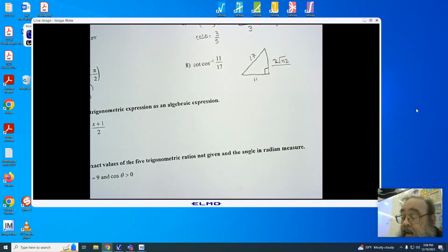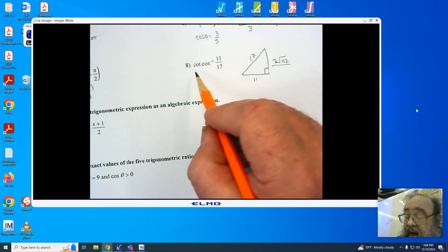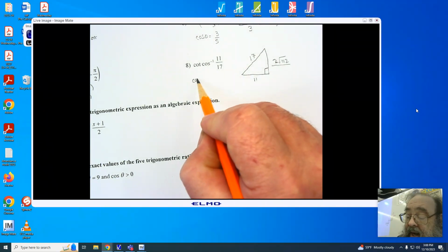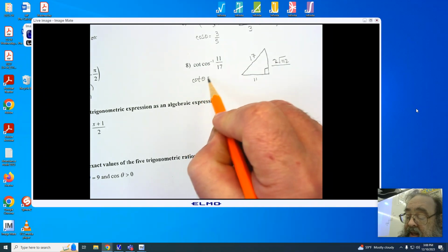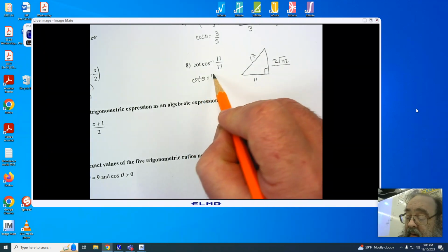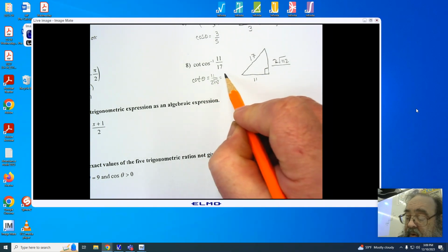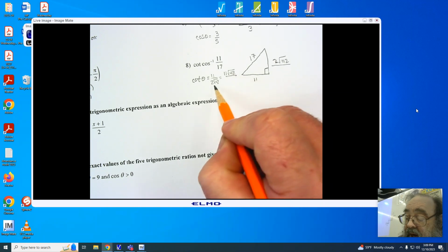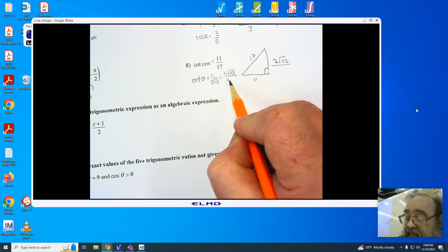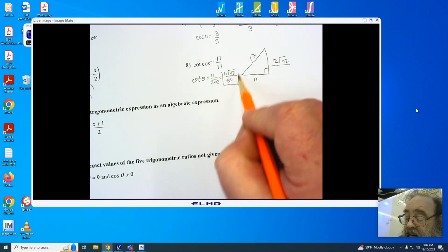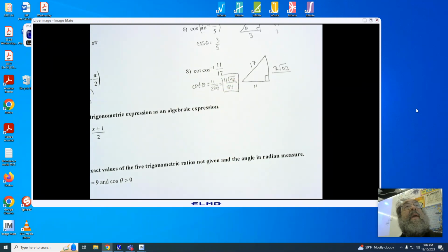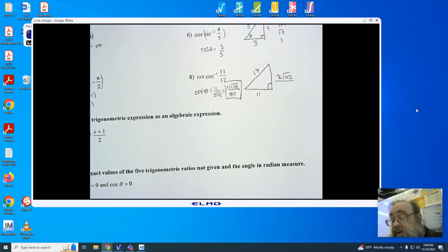Okay. So once I have my answer there, I can now set up my ratio. The cotangent ratio is the adjacent 11 over the 2 square root 42, and I have to move my radical to the top. It's going to leave me with 2 times 42, and I'll have an 84 in the denominator. So my answer turns out to be 11 root 42 over 84.